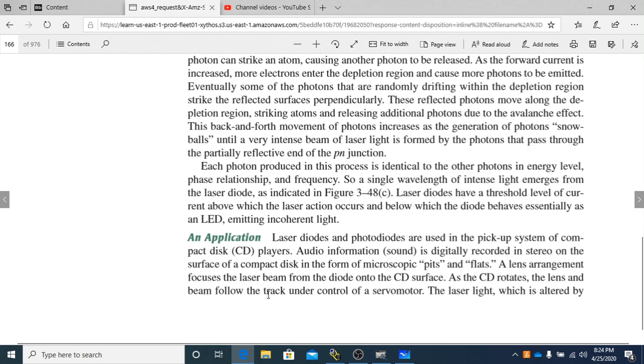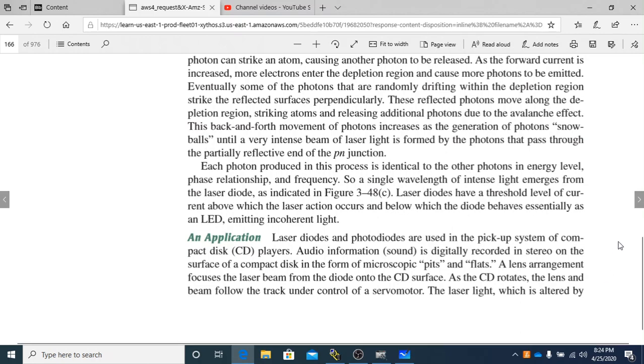An application for a laser diode is the pickup system in your CD players. So that's what reads the disc. Audio information is digitally recorded in stereo on the surface of a compact disc in the form of microscopic pits and flats. A lens arrangement focuses the laser beam from the diode onto the CD surface. As the CD rotates, the lens and beam follow the track under control of a servo motor.